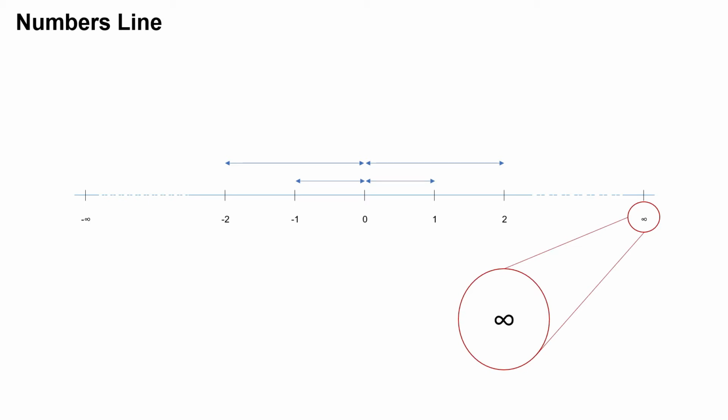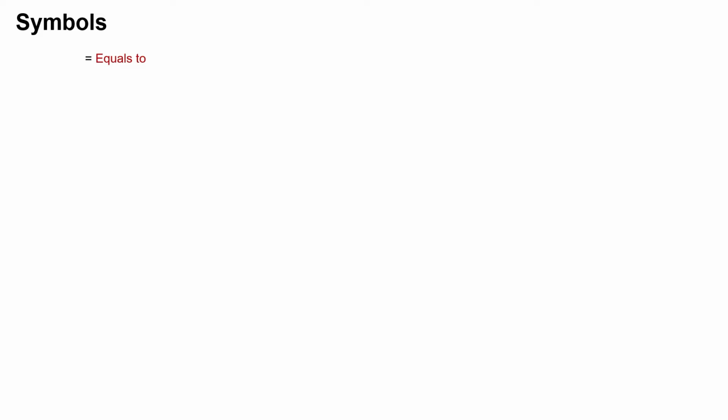Now, this symbol over here, it's called infinity. We'll discuss that in a later video. Symbols. This symbol right here, that means equal to. This symbol means greater than, and this symbol means less than. Now, is 1 greater than 2 or less than 2? 1 is less than 2.